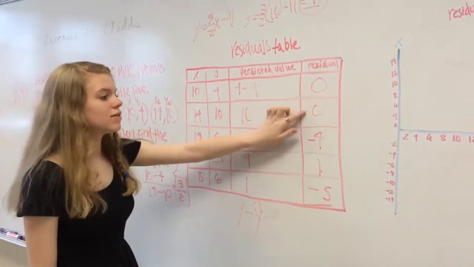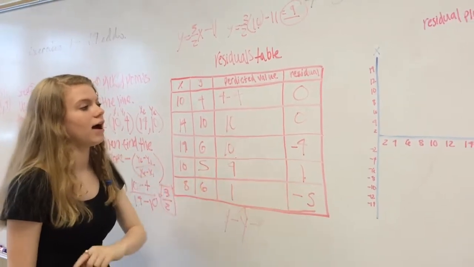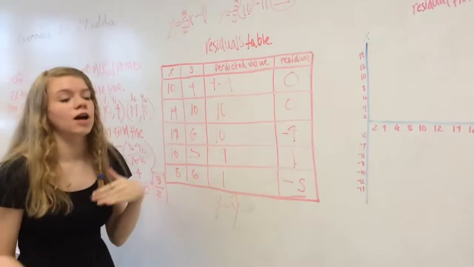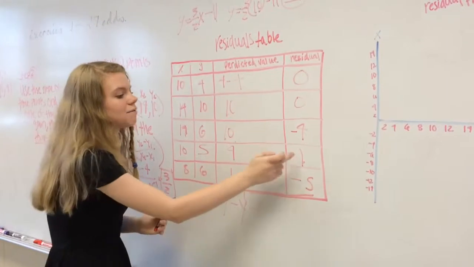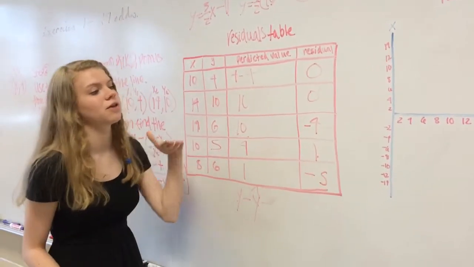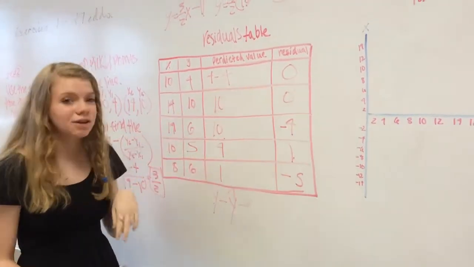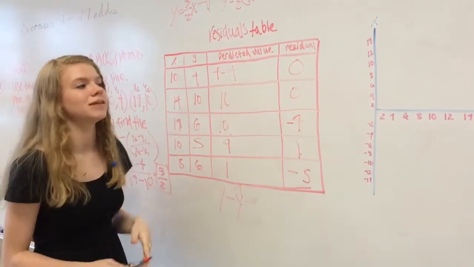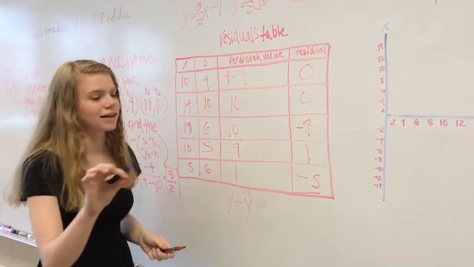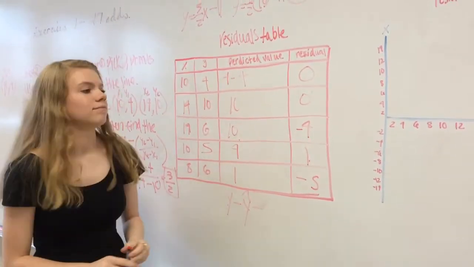So we have 0, 0, -4, 1, and -5. The reason why these residuals are really good is because they're positive and negative, which means that the line is going straight through the points instead of above or below. And the closer you are to 0, which we have 2 zeros right here, the closer the line is to exactly on the best line fit.